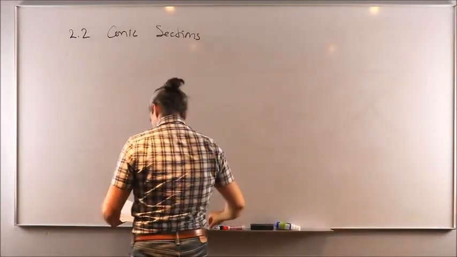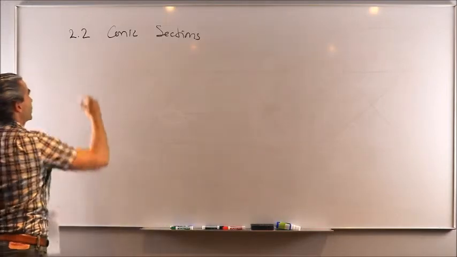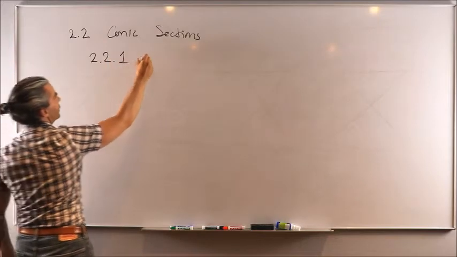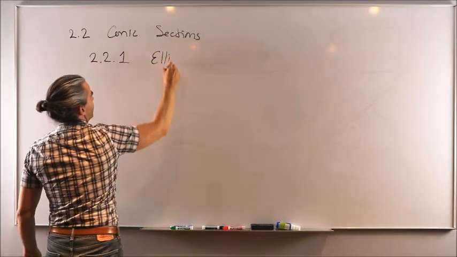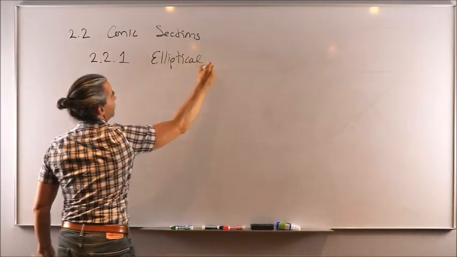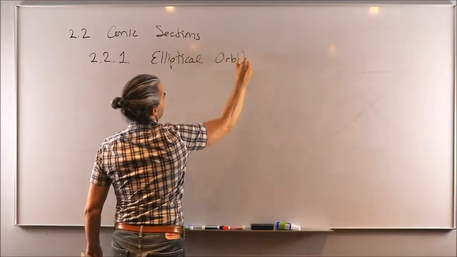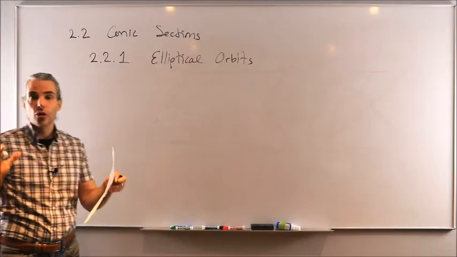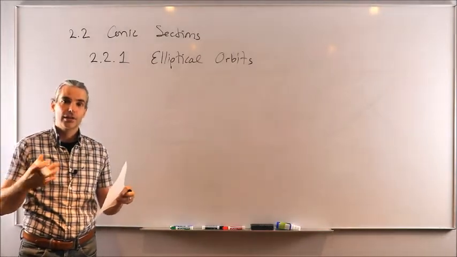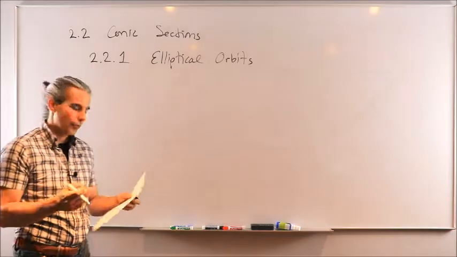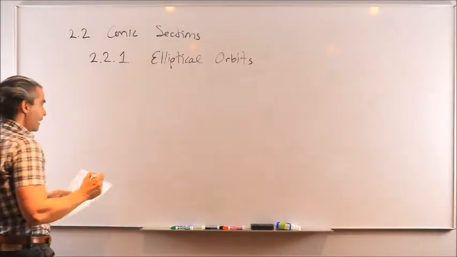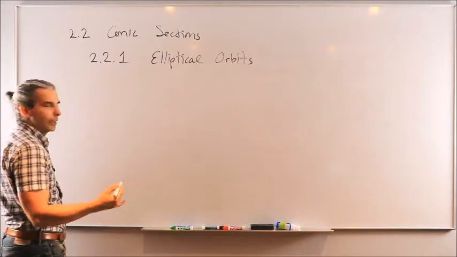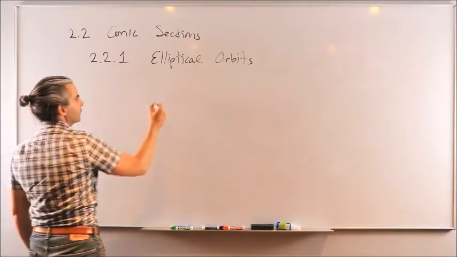And I will be in section 2.2.1. Have a look at elliptical orbits that are generated whenever the eccentricity value, or the norm of the eccentricity vector, is larger than 0 but smaller than 1. So the first thing to talk about is the mathematical definition of an ellipse.